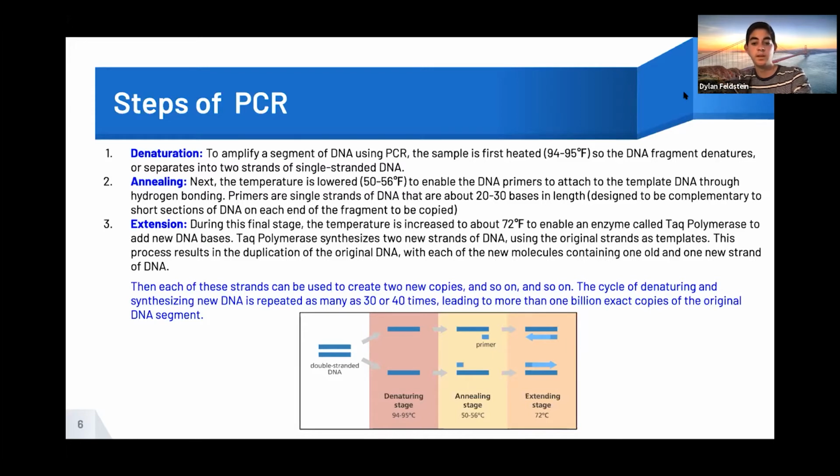So then each of these strands can be used to create two new copies and so on, sort of like in a cycle. So this cycle of denaturing and synthesizing new DNA can be repeated around 30 to 40 times, leading to more than 1 billion exact copies of the original DNA segment.